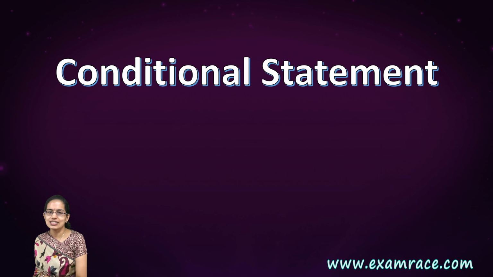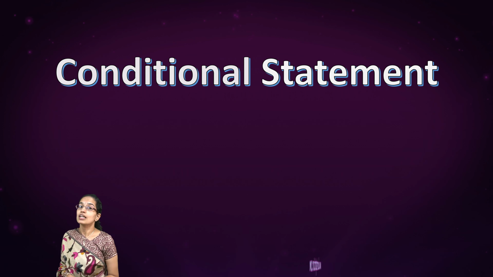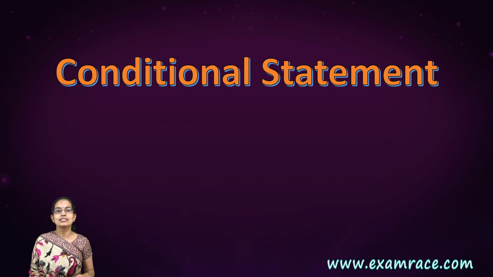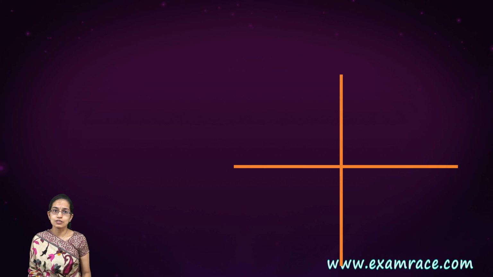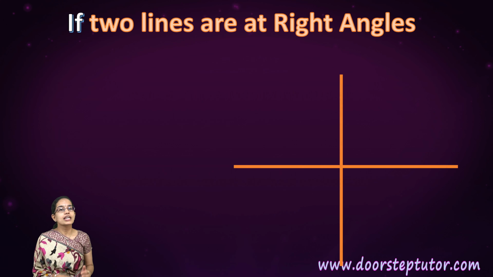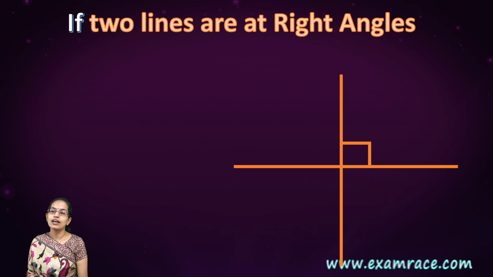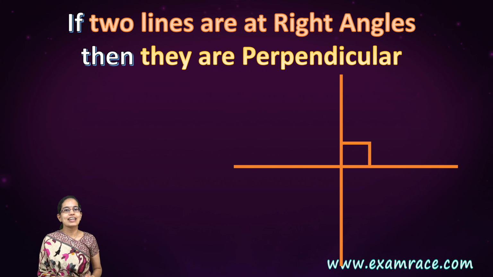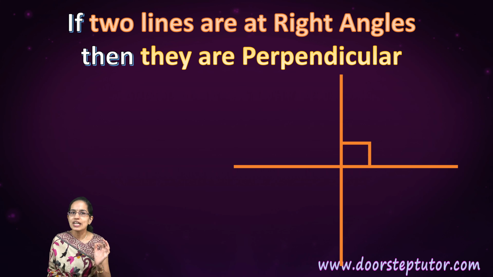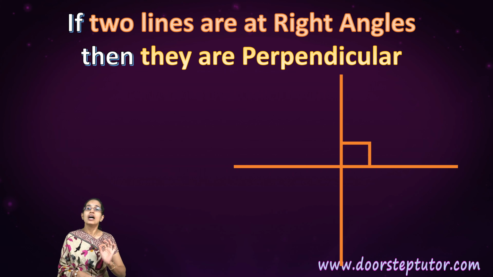Now, these conditional statements are what are known as if-then statements. If you get good marks, then you have a party. Another simple example, from mathematics, is if two lines are at right angle, then they are what? They are perpendicular, as simple as that. So this is again an if-then statement. So conditional statements are if-then statements.